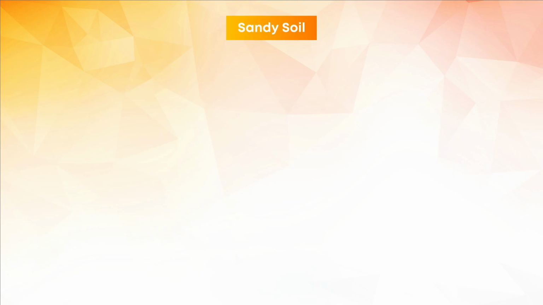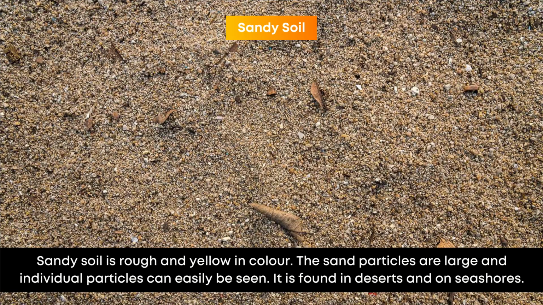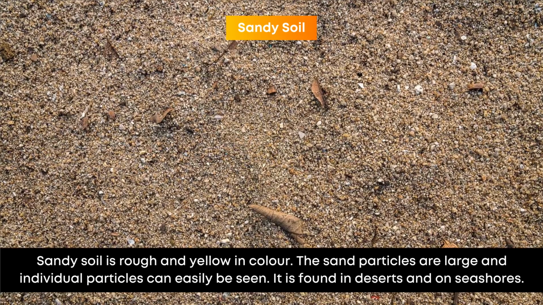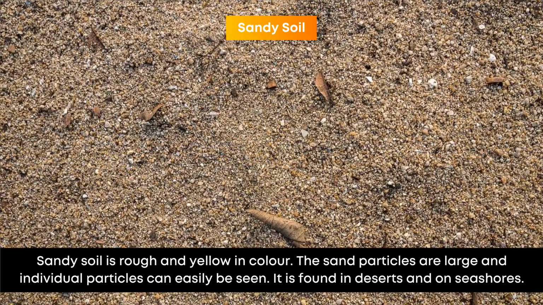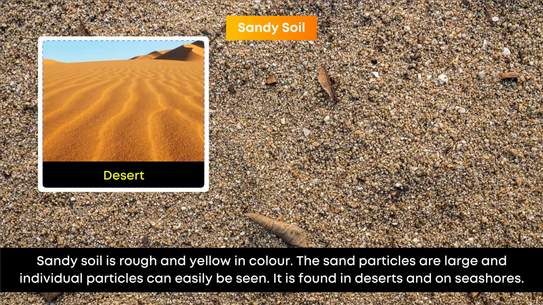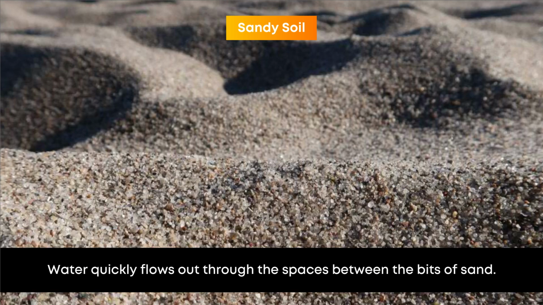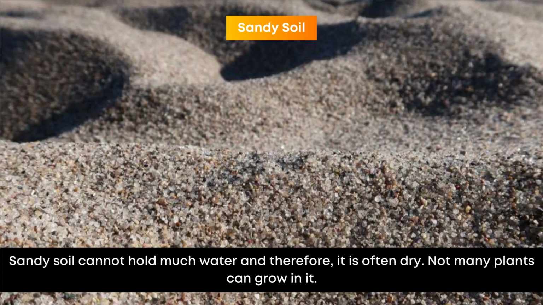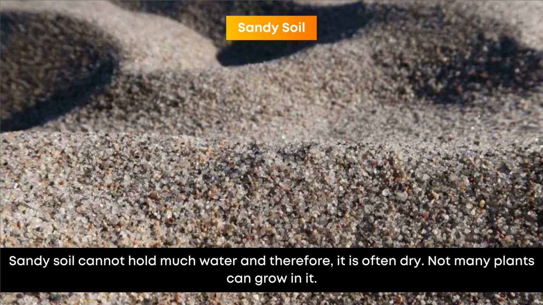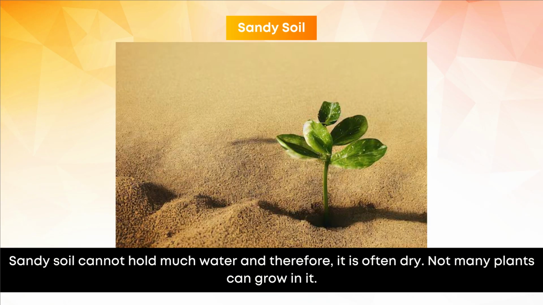Sandy soil. Sandy soil is rough and yellow in color. The sand particles are large and individual particles can easily be seen. It is found in deserts and on seashores. Water quickly flows out through the spaces between the bits of sand. Sandy soil cannot hold much water and therefore, it is often dry. Not many plants can grow in it.